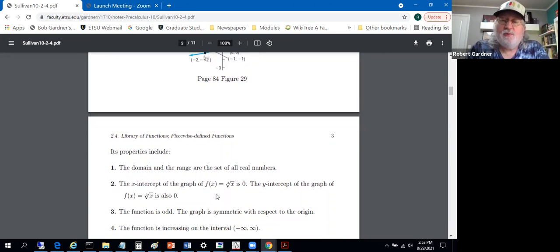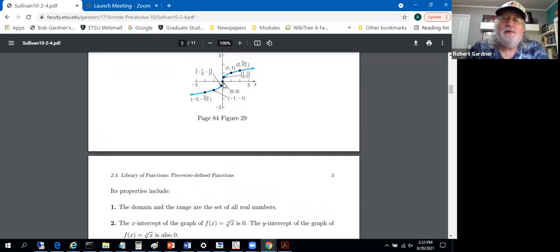Intercepts. This one intersects the x-axis at the origin, and it intersects the y-axis also at the origin. The x-intercept is 0, the y-intercept is 0. Let's speed this up a little bit.